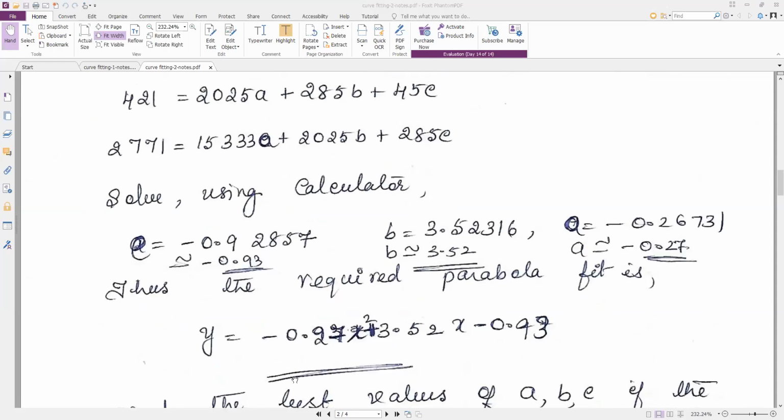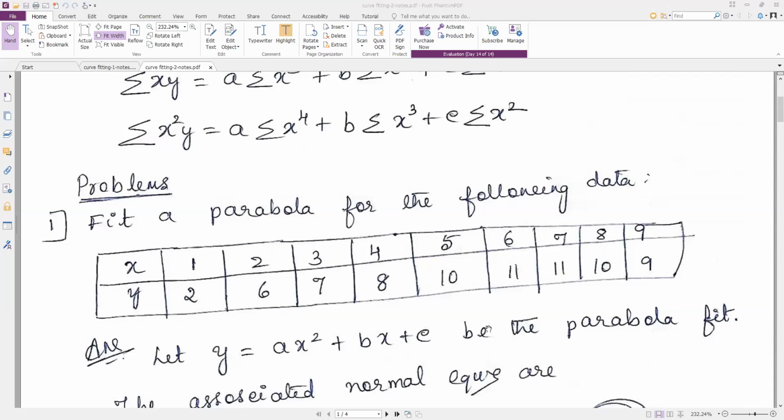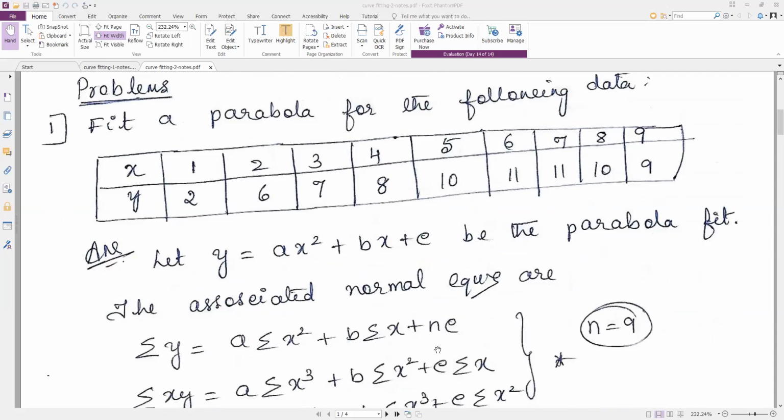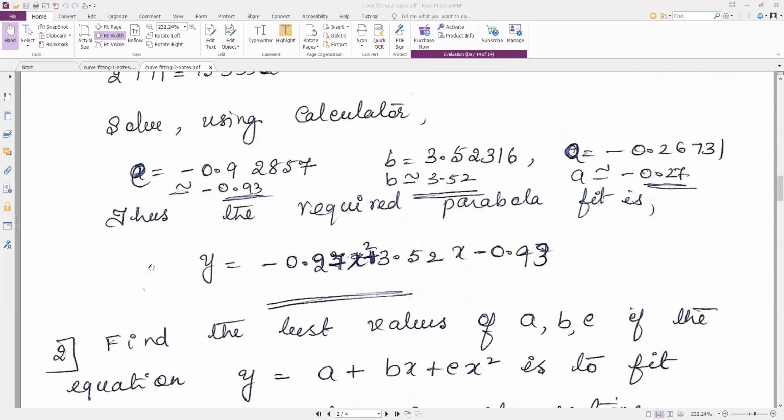Then you need to write that parabola. So which was the parabola? Y equal to ax square plus bx plus c. So substitute for A, substitute for B, substitute for C. That is the best fit for the given data.